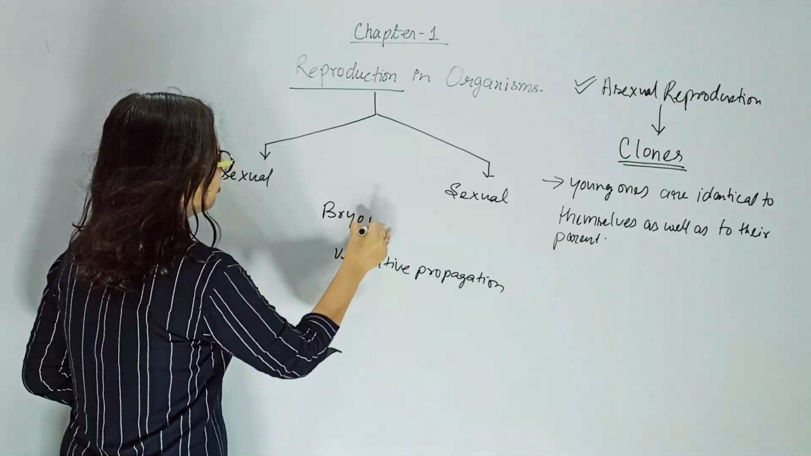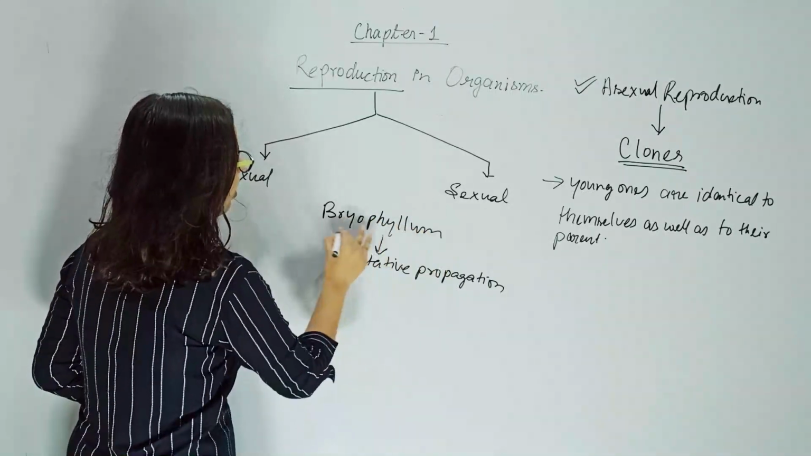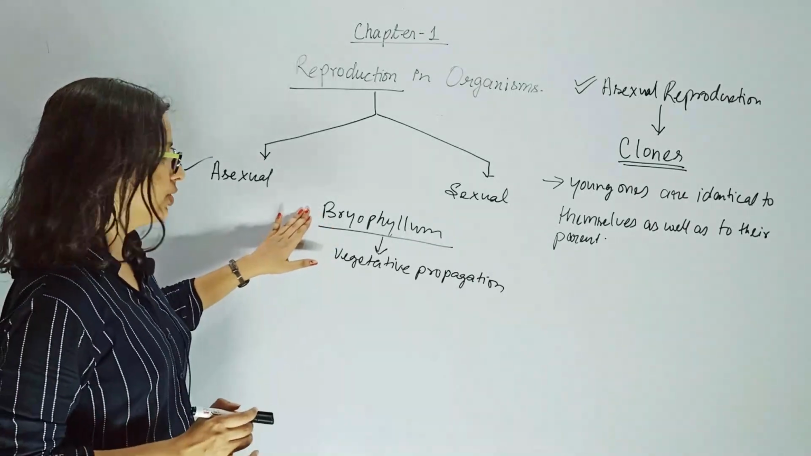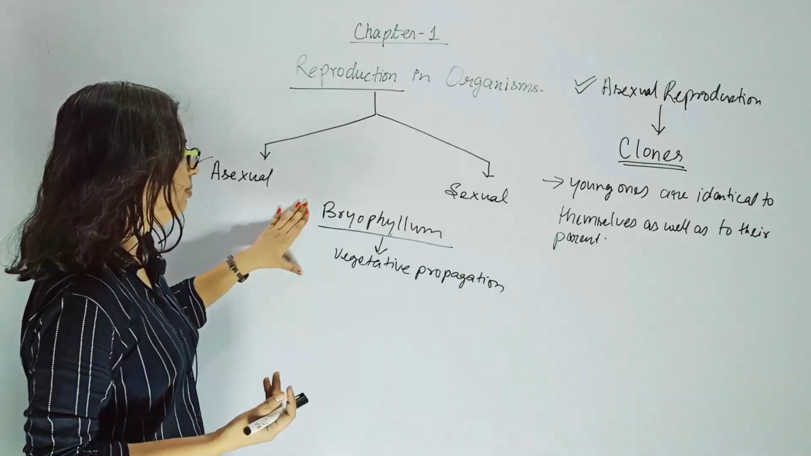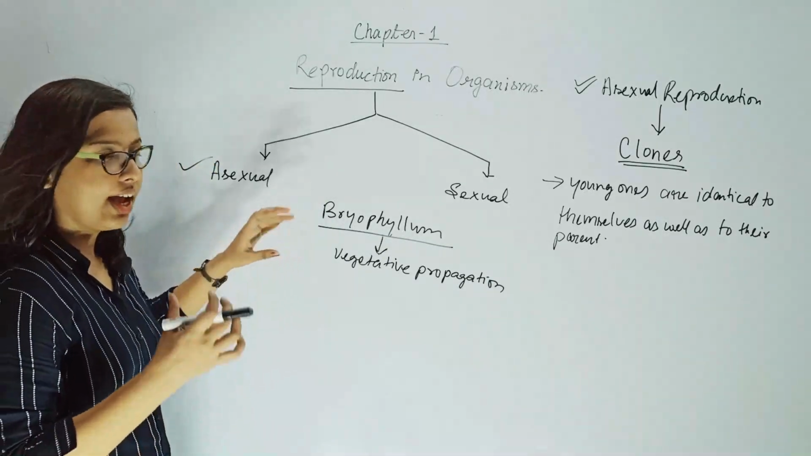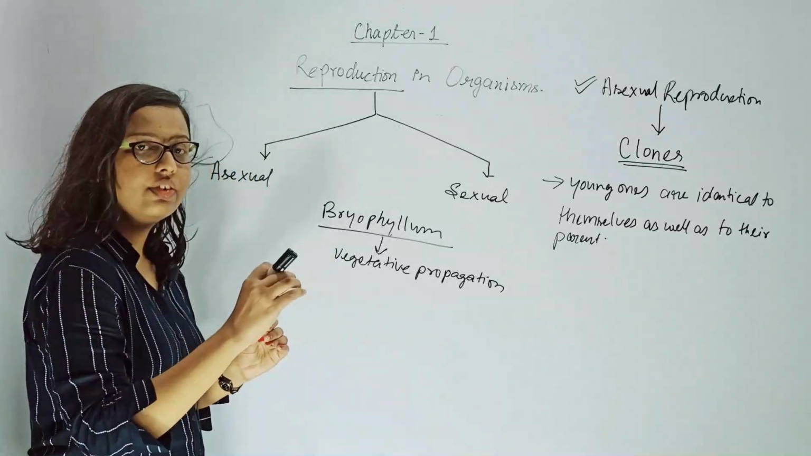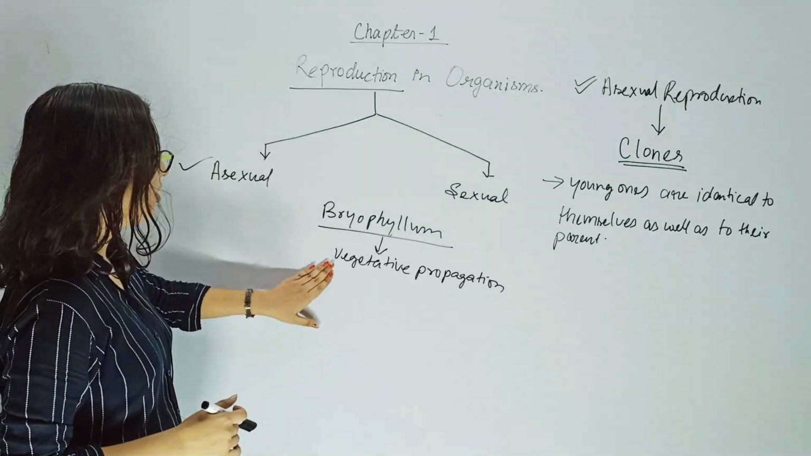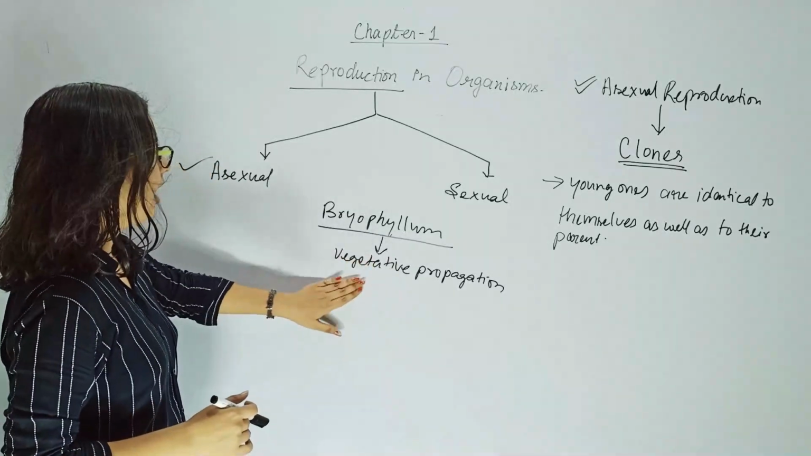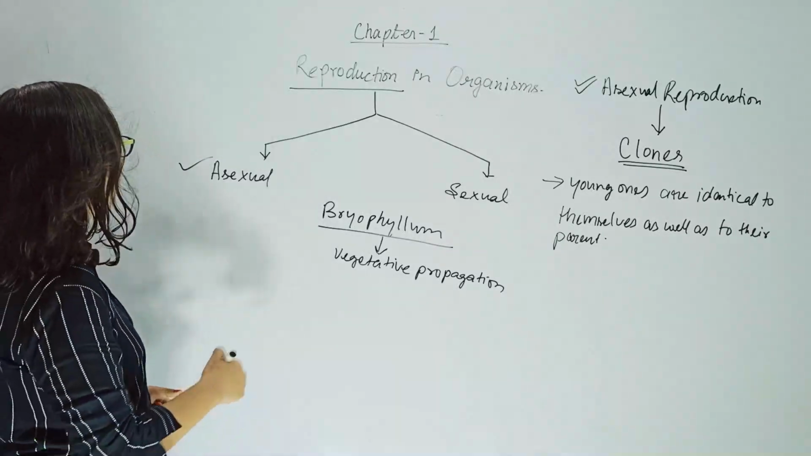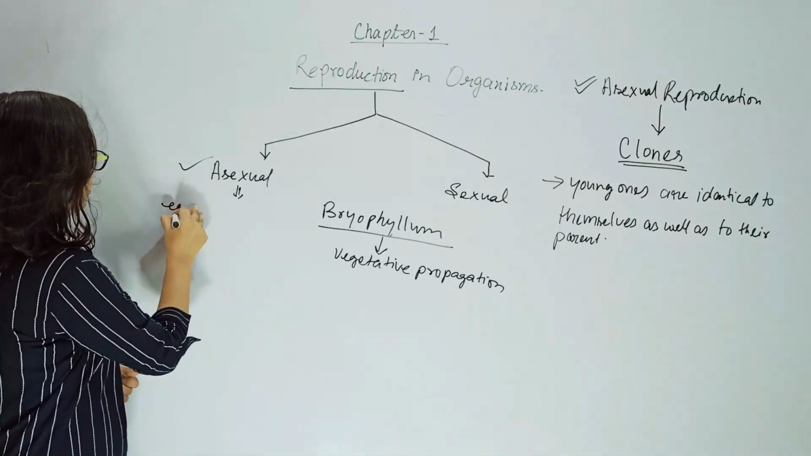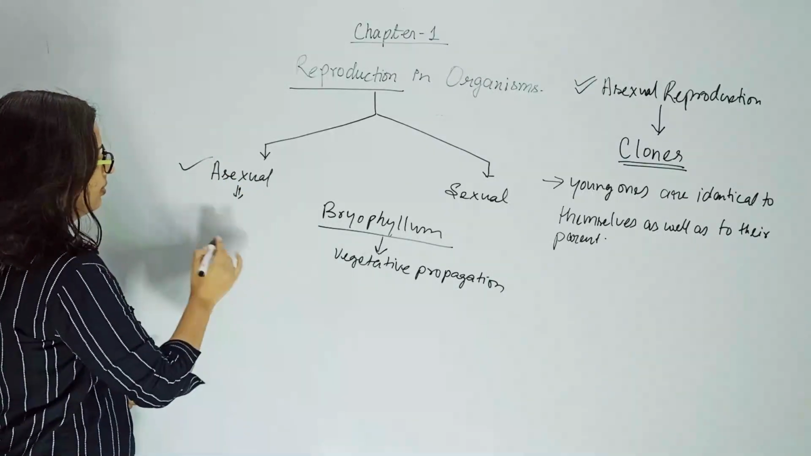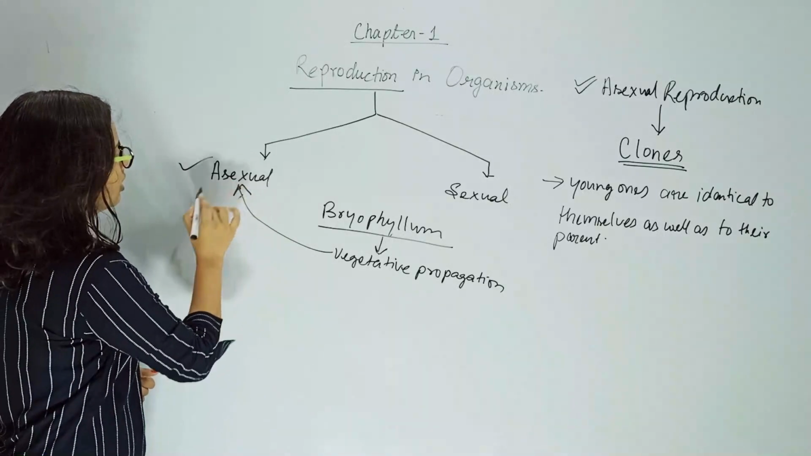So there is a plant named bryophyllum. How does this bryophyllum reproduce? The leaf of the bryophyllum sprouts roots, and then that root-containing part of the leaf further develops into a new bryophyllum plant. So this type of reproduction is vegetative propagation, and this vegetative propagation is one type of asexual reproduction.